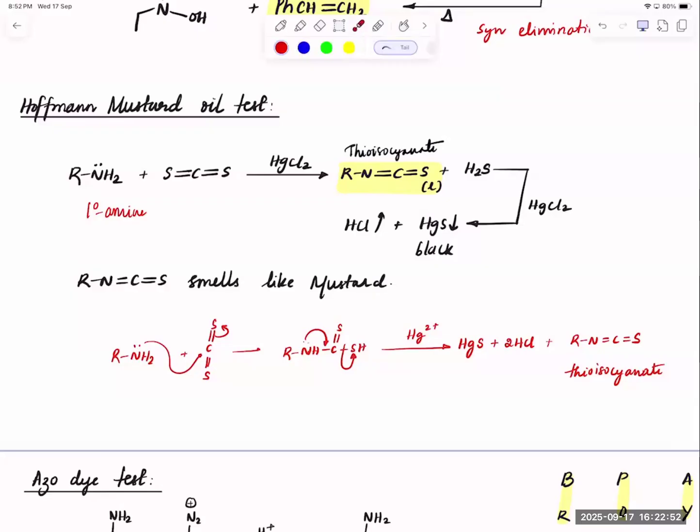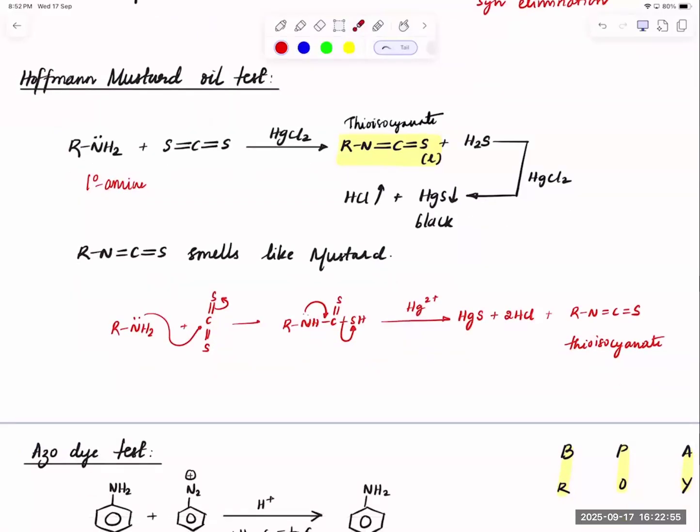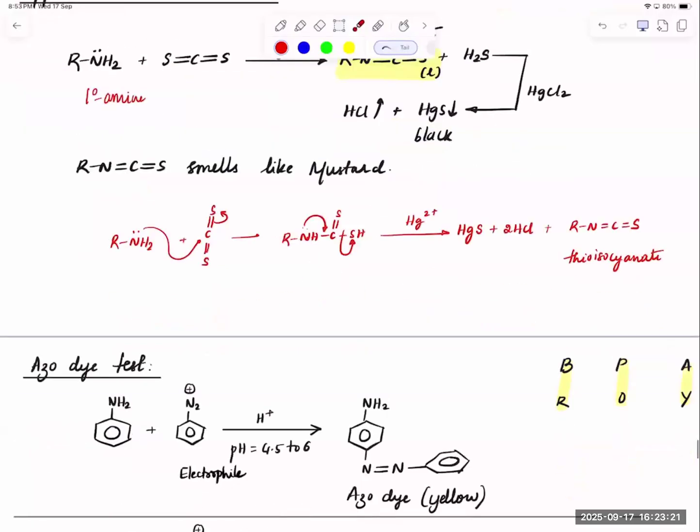And thioisocyanate, this particular product which is formed has a smell very similar to that of mustard seeds. Okay. So if at all we get this mustard seed smell, we say that it has 1-degree amine. So 1-degree amines must be present. Clear, beta? This is the other test.